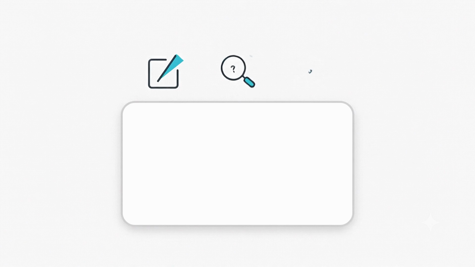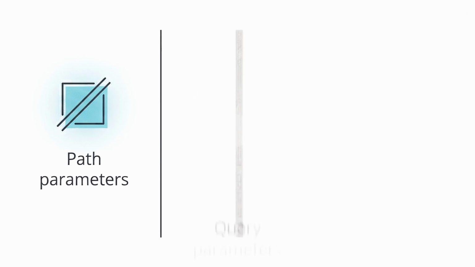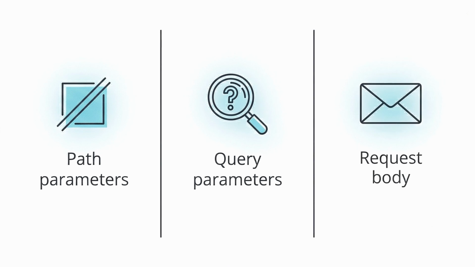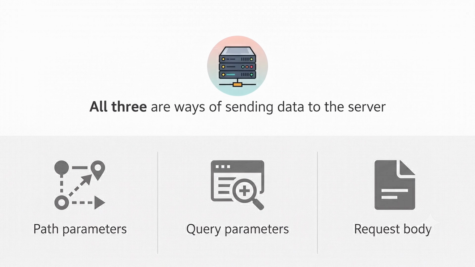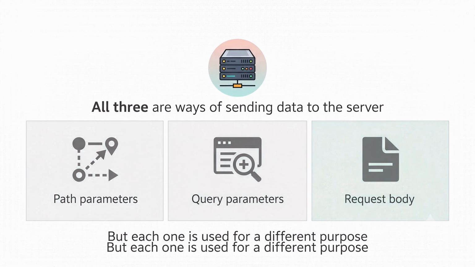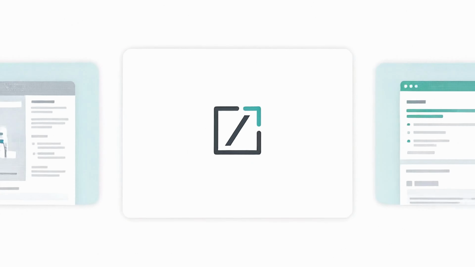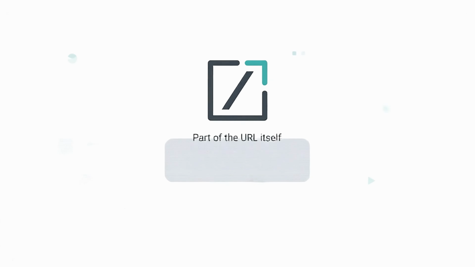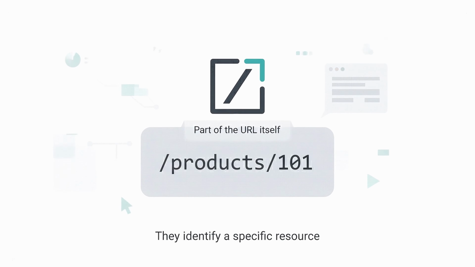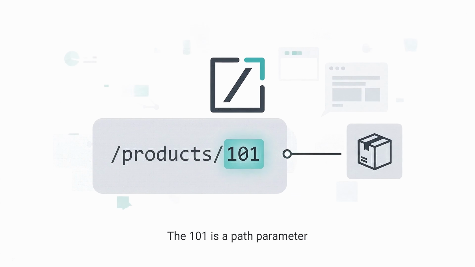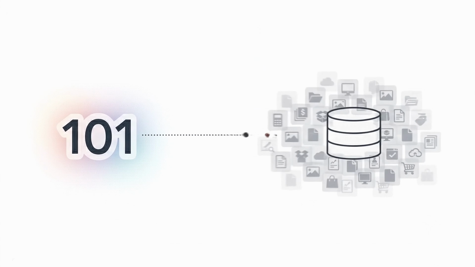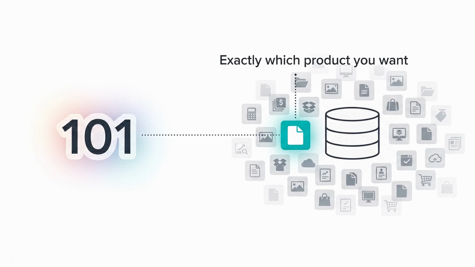Next, a very common question: what is the difference between path parameter, query parameter and request body? They are all ways of sending data to the server, but each one is used for a different purpose. Path parameters are part of the URL itself and they identify a specific resource. For example, /product/101. The 101 is the path parameter. It tells the server exactly which product you want.